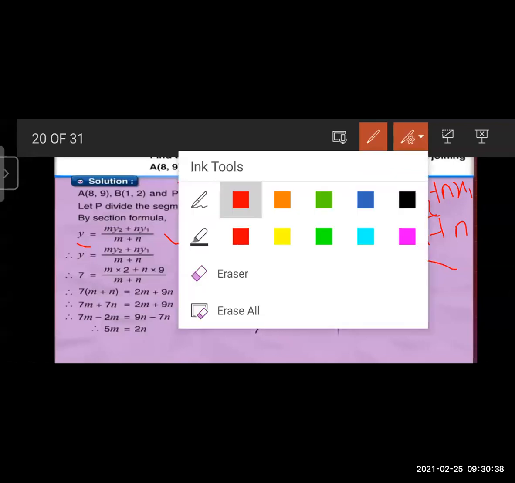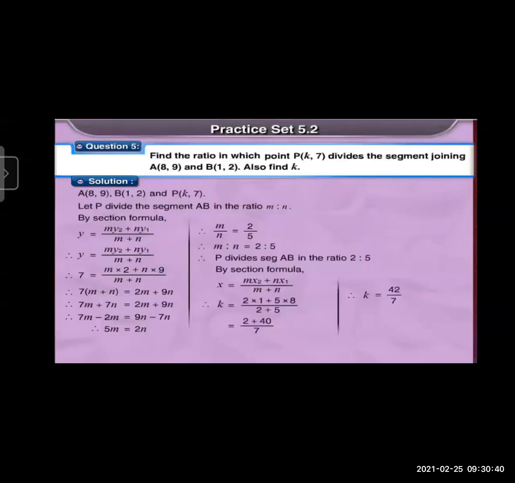Because of this reason, we did not take the x coordinate for finding the ratio. So by taking the y coordinate formula, we find the ratio m is to n is equal to 2 is to 5. So the first part is finished.